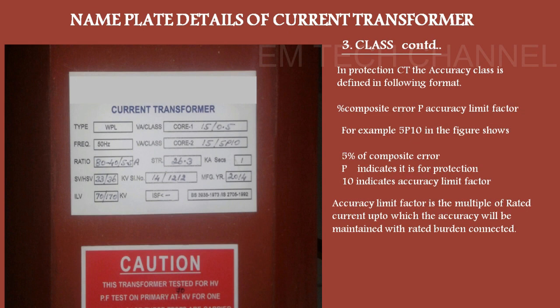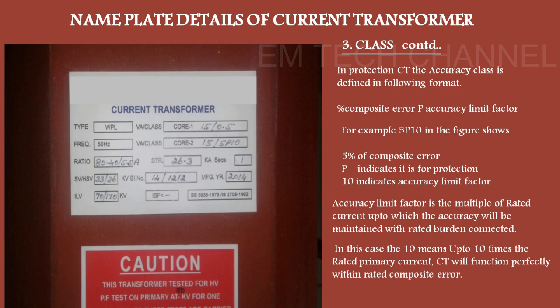You can see here the accuracy limit factor is the rated multiple of the rated current up to which the accuracy will be maintained, provided the rated burden is connected. Here 15 VA is the rated burden. In this case 10 means up to 10 times the rated primary current, as I said before. So the CT will function perfectly within the rated composite error provided the burden is connected. So next we will see about the ratio.